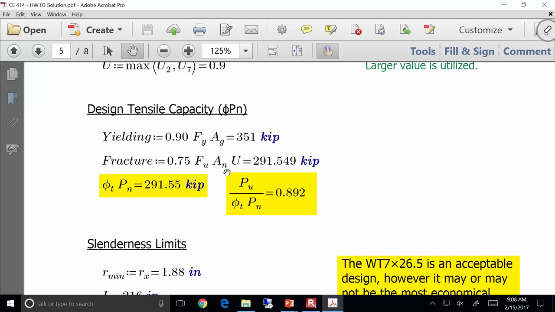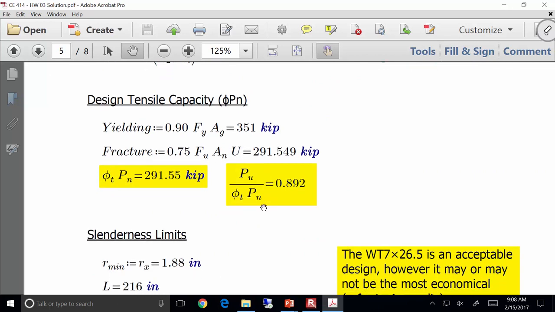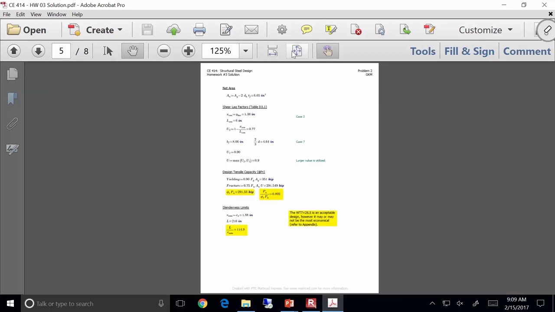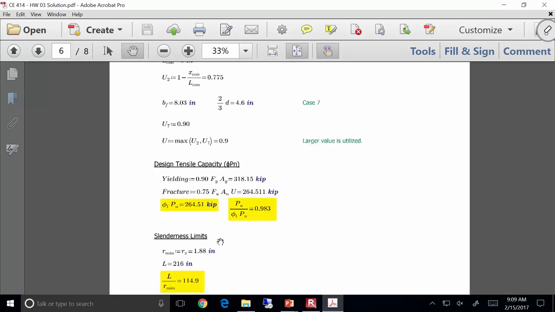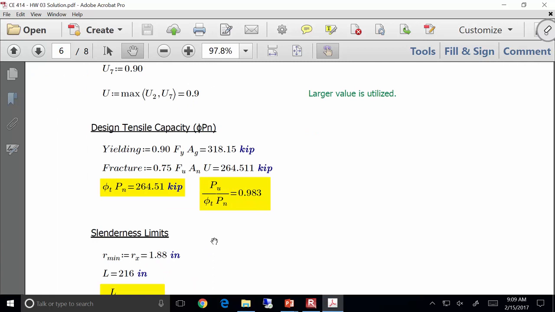Here's our phi PN, there's our PU, and then there's our performance ratio of 0.89. That is what we've got to ensure. And if you look, the next one over, it works. I mean, the point of this problem was to have to go through and do the iteration.